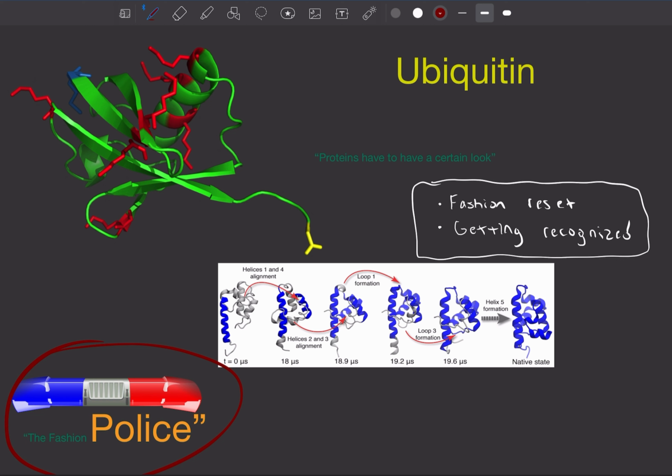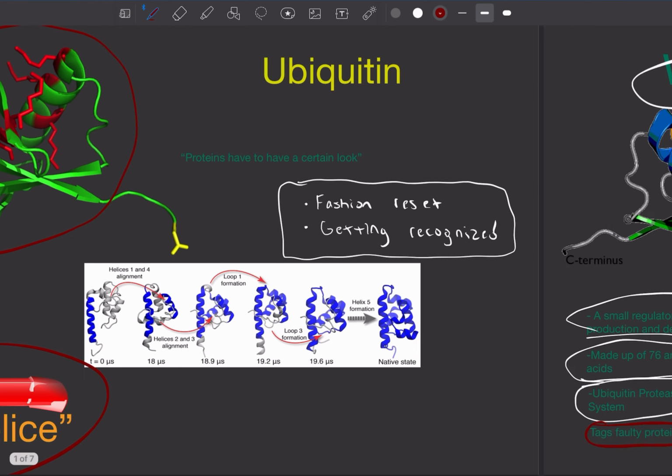Proteins must be in a certain shape to function. Any protein that is not will be considered faulty or non-fashionable. They have to meet that fashion requirement so they can get recognized and be used. But if they're not recognizable, here comes the proteasome to come and degrade that.